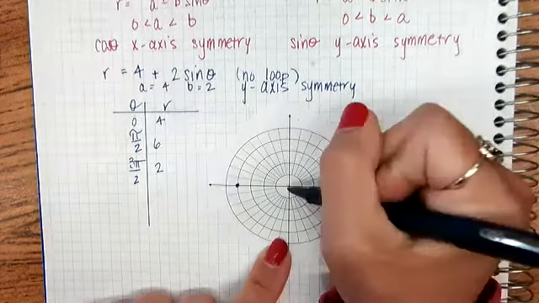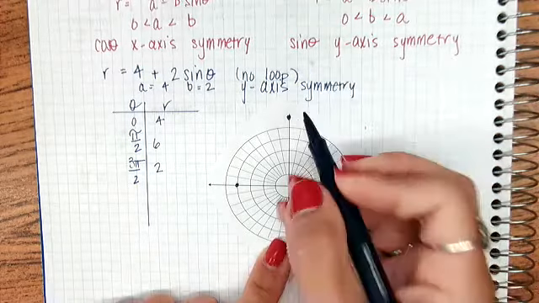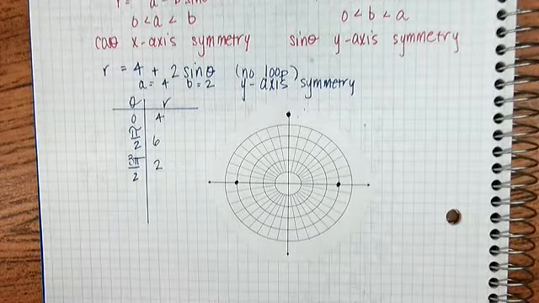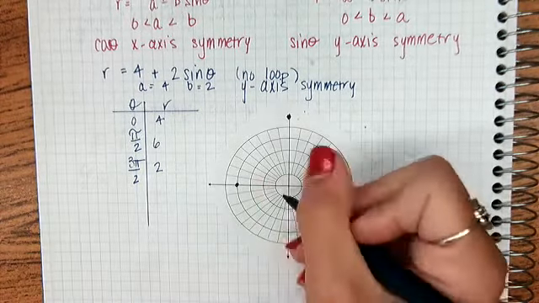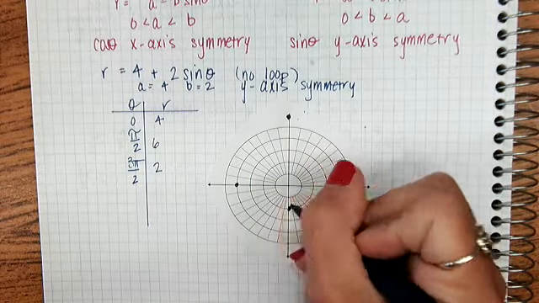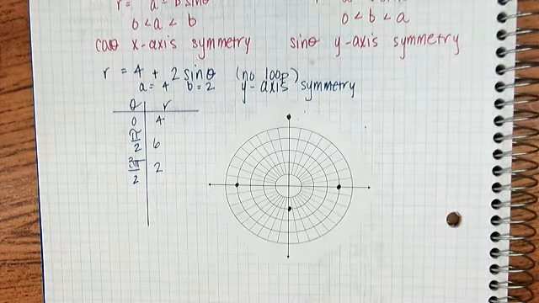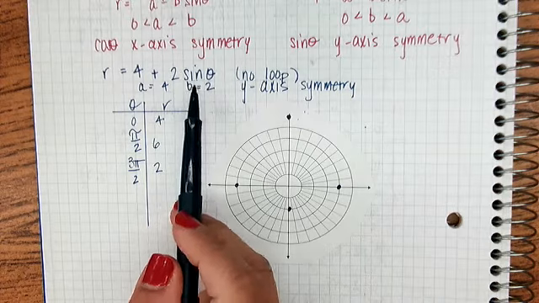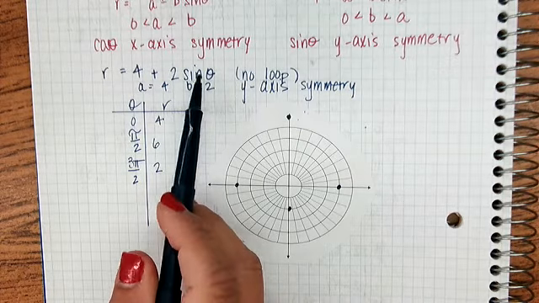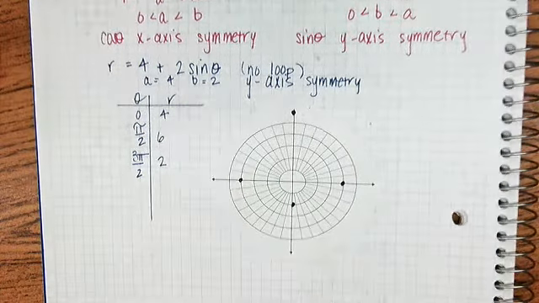Pi over 2, 6. 1, 2, 3, 4. Oh, shoot. Okay. I should have counted how many circles I had first. And then 3 pi over 2, 2. Okay, well, this is kind of hard to figure out right now. So I'm going to plug in a couple other points. I'm going to plug in a sine of 1/2 because when I multiply it by 2, it'll be a nice whole number. I don't have to worry about any roots.